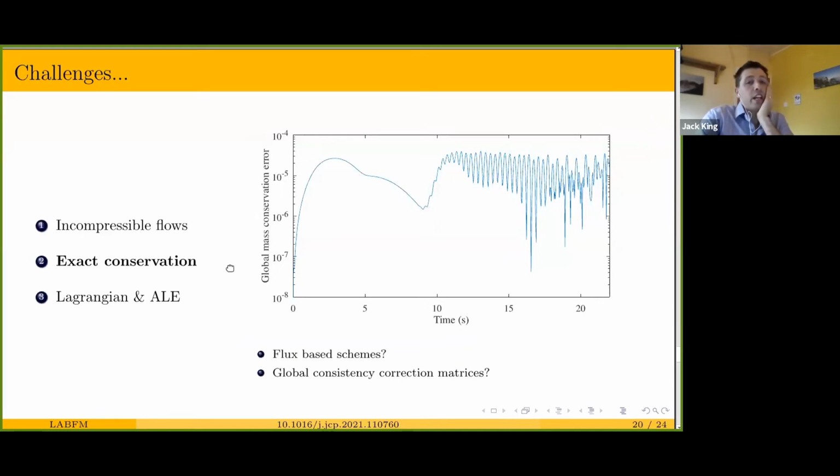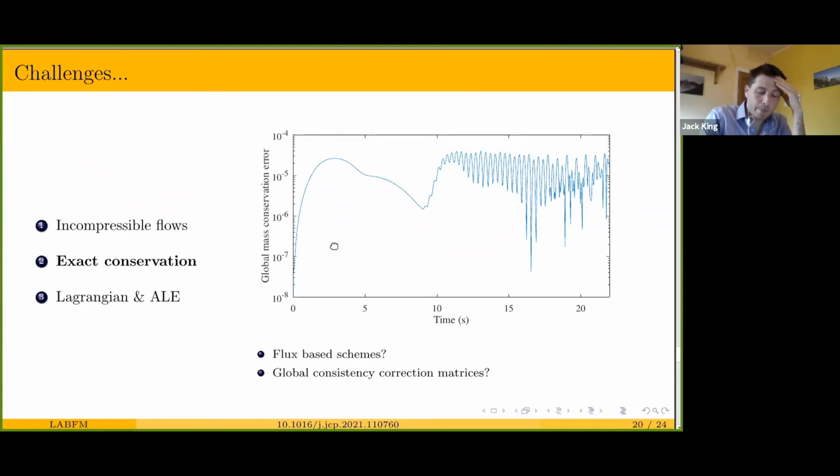The next challenge is exact conservation. So in LABFM, I've sacrificed exact conservation in favor of high order consistency. And if I look at the global mass conservation error, so I think this is for flow past the periodic array of cylinders, it's still pretty good. It stays below one part in 10,000 for something like 500,000 time steps. But there are going to be certain applications where exact mass and momentum conservation are highly desirable.